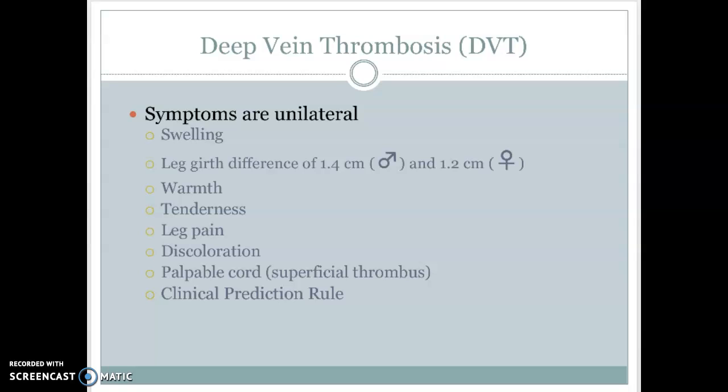Wherever there's a vein, blood can clot in that vein. So we want to look at some of the key identifying factors, and one of those is that the symptoms are unilateral. When you have a patient with bilateral swelling in the lower legs, decreased circulation in the lower legs, then we think more systemically.